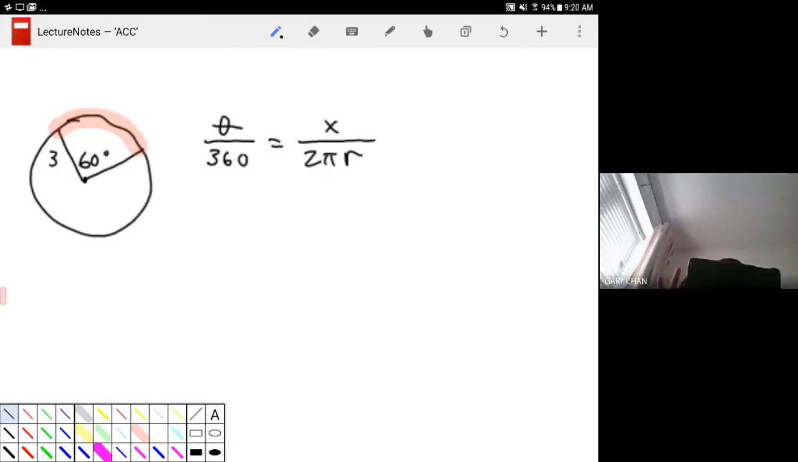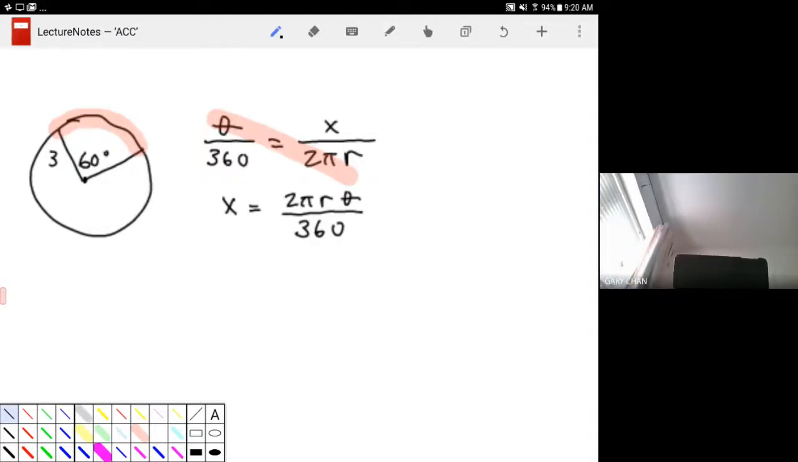Before we go any further, I want to show you that we can cross multiply everything in terms of r and x. If I do that, I'll end up with x is equal to 2 pi r times theta all over 360, right? Ty, what is meant by the letter x one more time? Is that the arc length or is that the central angle? It's the arc length. And theta one more time is the central angle.